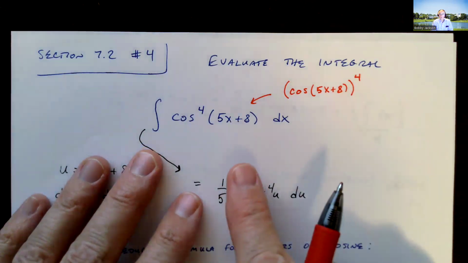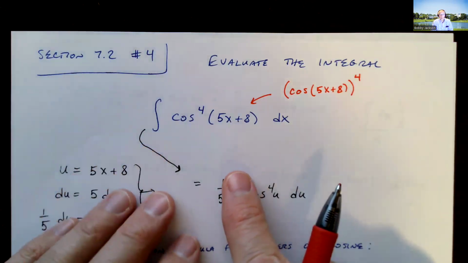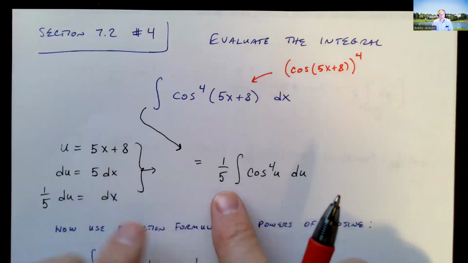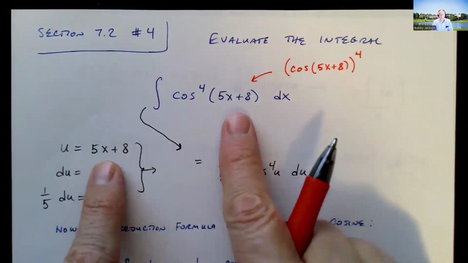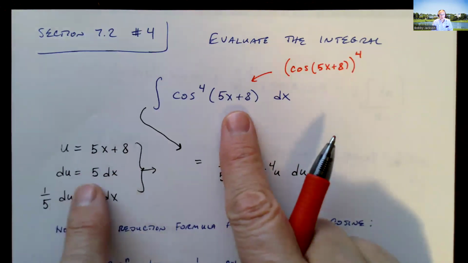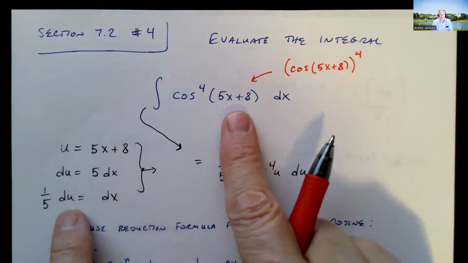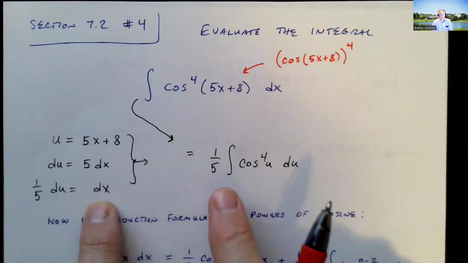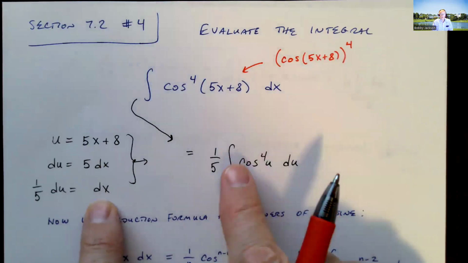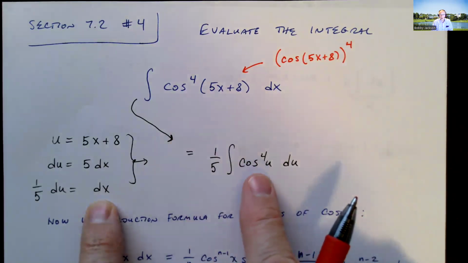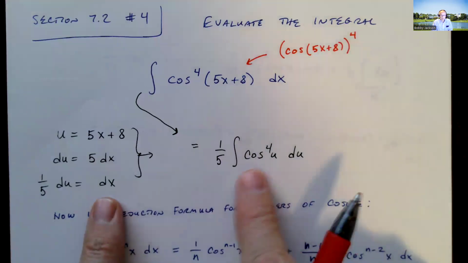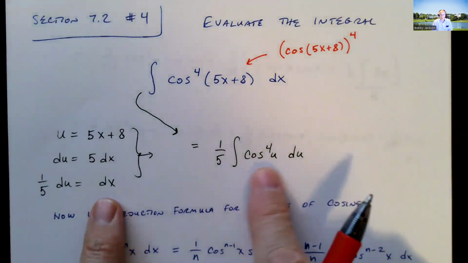There's a couple of ways we can proceed. I'm going to first just do a little substitution here. I'm going to let u be 5x plus 8. Then du is 5 dx, so 1/5 du is dx. And so dx is 1/5 du, and this becomes the integral of cosine of u to the fourth power. So now how are we going to integrate this?